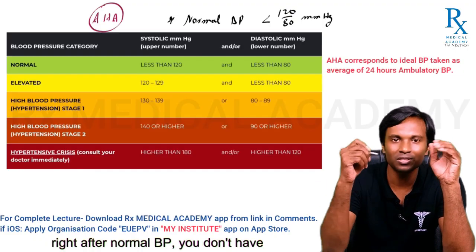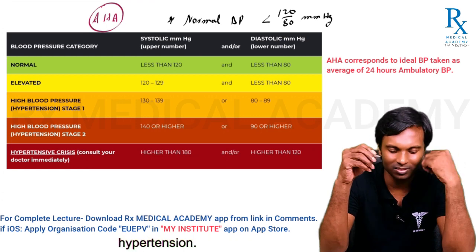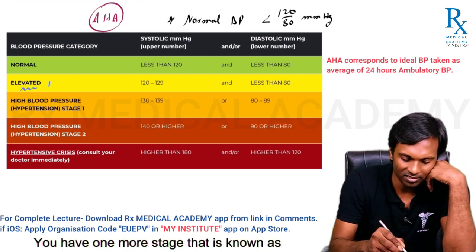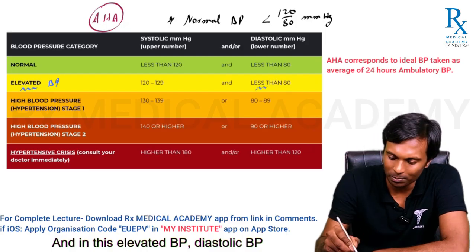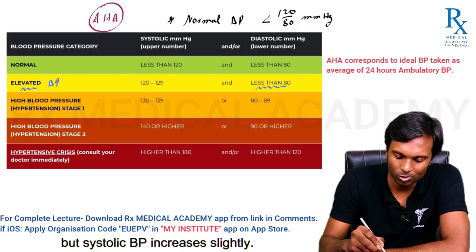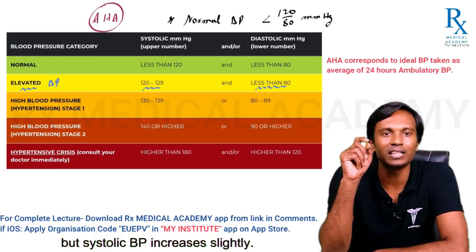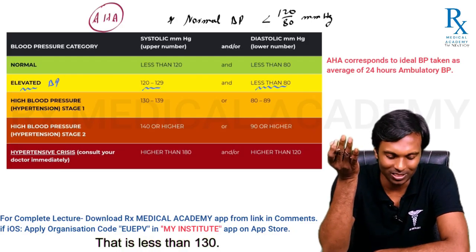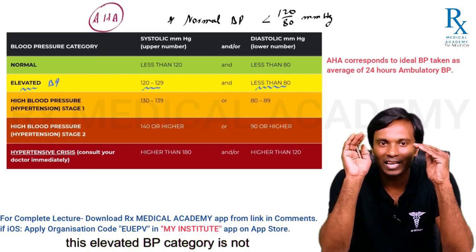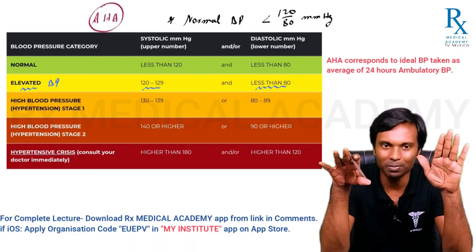Now, right after normal BP, you don't have hypertension. You have one more stage that is known as elevated BP. And in this elevated BP, diastolic BP remains normal, but systolic BP increases slightly, that is in the range of 120 to 129, that is less than 130. Try to appreciate, this elevated BP category is not hypertension.